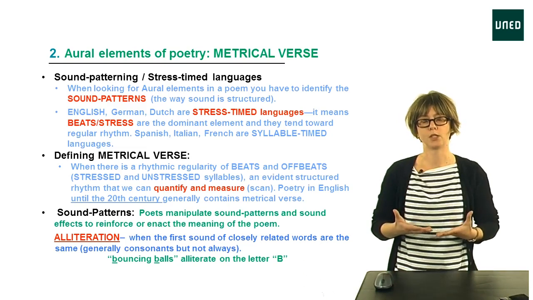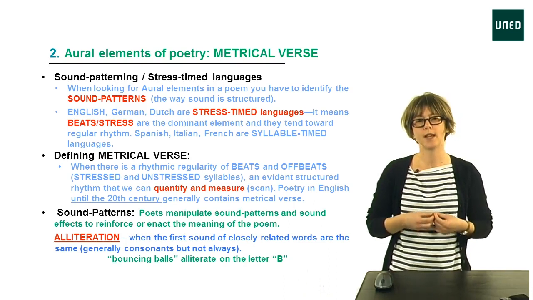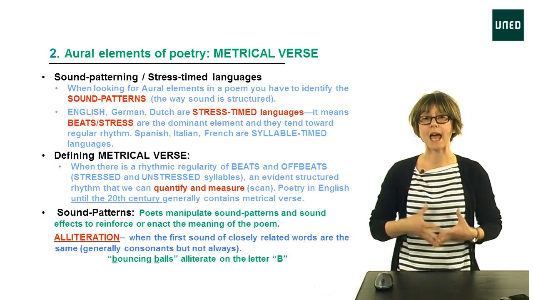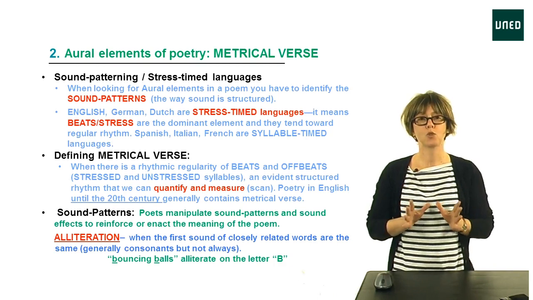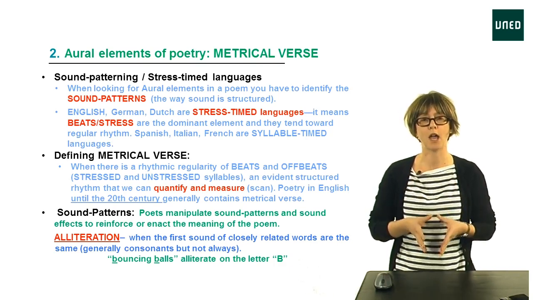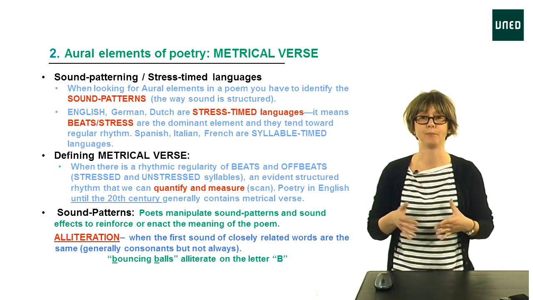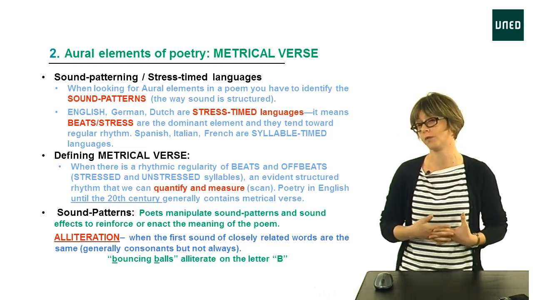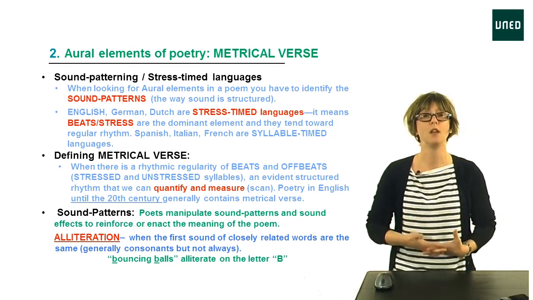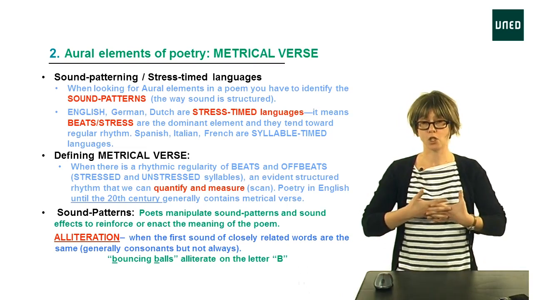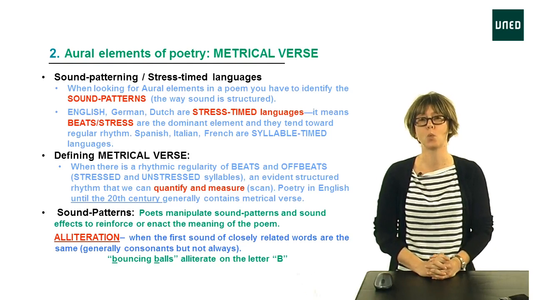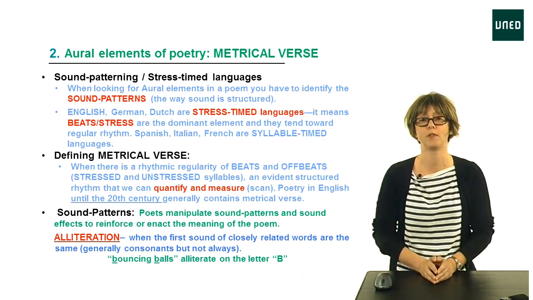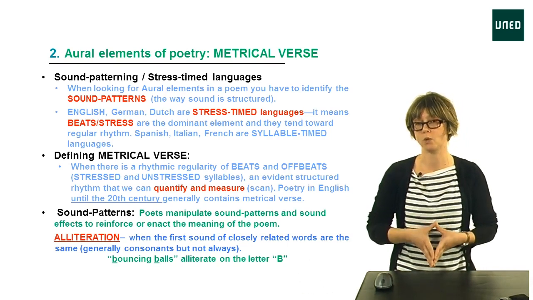What is metrical verse? Metrical verse is when there is a rhythmic regularity of beats and offbeats, that is, stressed and unstressed syllables, an evident rhythmic structure that we can quantify and measure, what we call scanning. Poetry in English until the 20th century generally contains metrical verse. So most poetry you'll see in the course English Literature 1 will be metrical verse, while most of the poetry we see in this course, Comentario de textos, is contemporary poetry, therefore non-metrical or free verse.